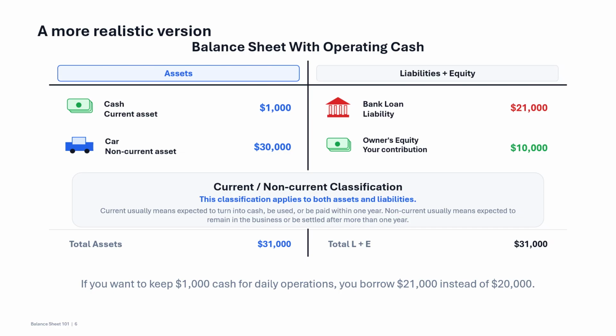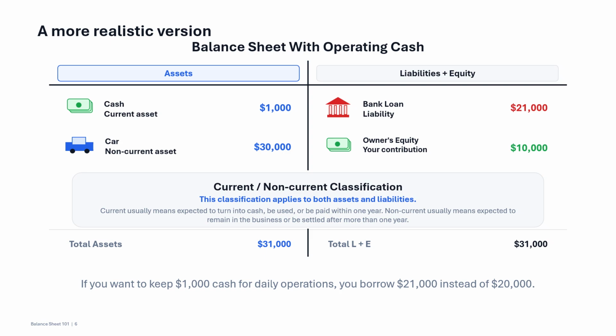On the asset side, you now have two assets. Cash of $1,000 is a current asset. The car worth $30,000 is a non-current asset. Current and non-current classification applies to both asset and liability.